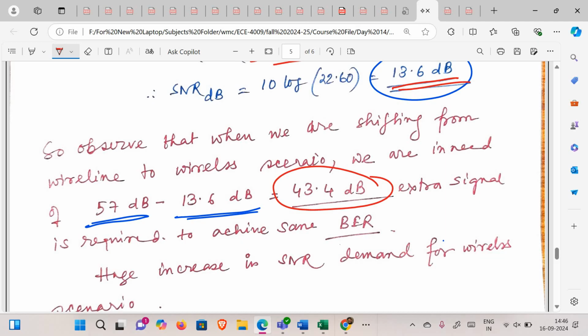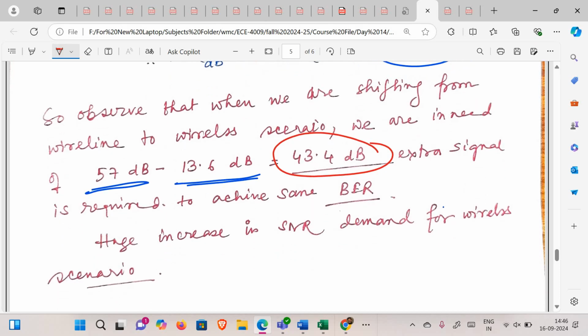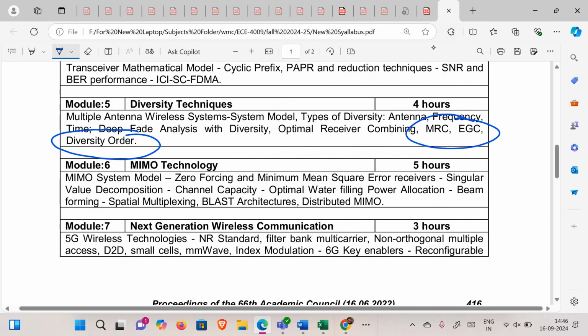But another thing to finish off on this note: what is the reason behind this extra amount of SNR? The reason is, as I told you already, that the H square part, as H is a multipath, is affecting the scenario. This is categorized in the wireless scenario as a particular term, and that is called deep fading. So maybe I'll show you that last one.